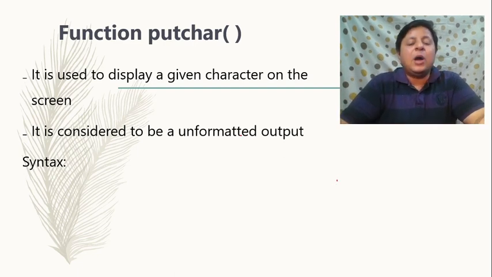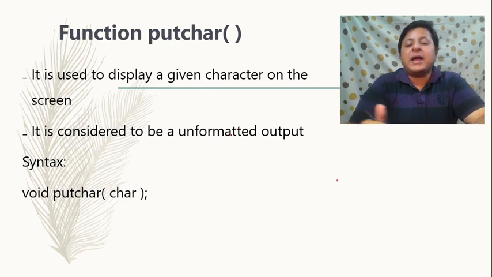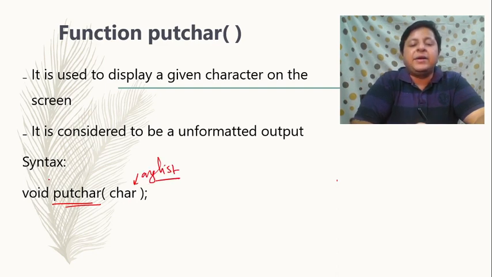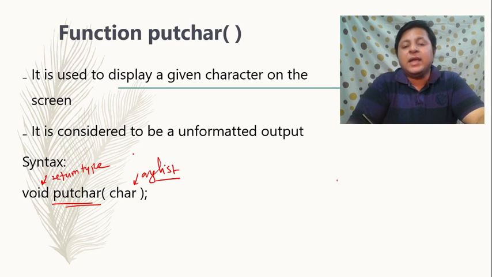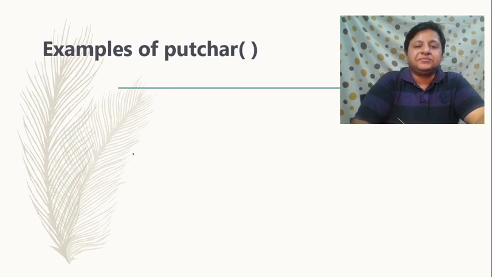So you can see how exactly we can write that: void putChar and in brackets char. Again I repeat the same thing. This is the name of the function. This is the argument list. One argument which is char, and the return type is void, indicating that it is not supposed to return anything. Clear? It is supposed to take one argument, that is a character, from us and display it on the screen.